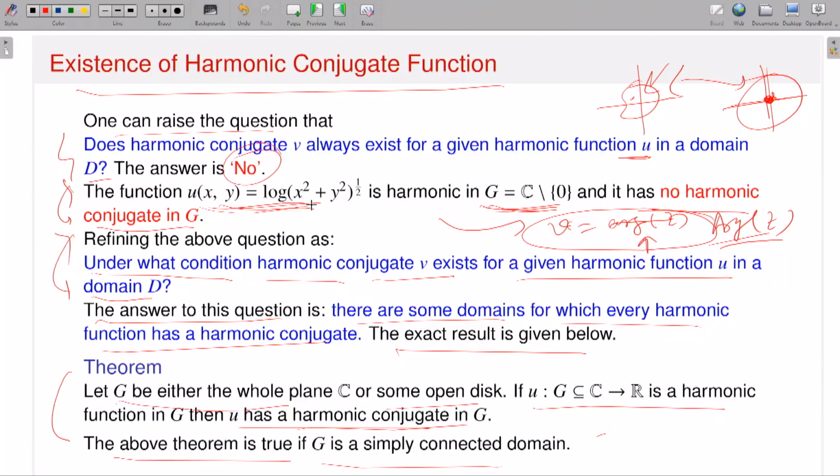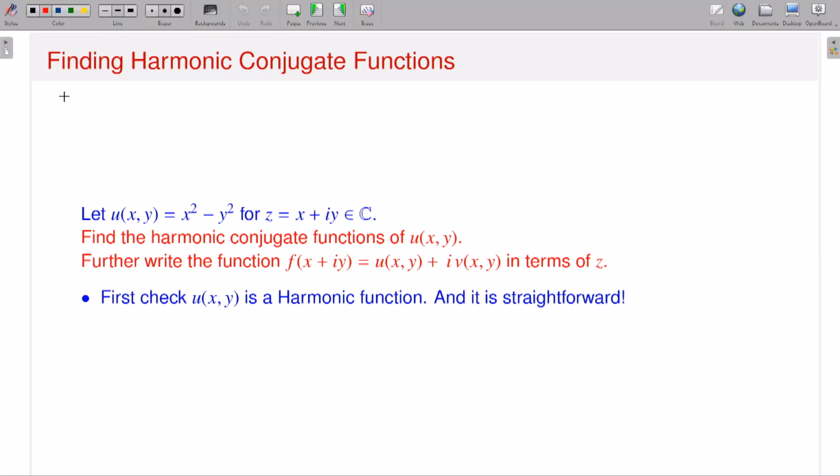Before that, instead of showing that the function u has no harmonic conjugate, let's just calculate it. Start with a harmonic function, which is nice. How to calculate the harmonic conjugate? Maybe that will be the better problem to start with. Okay, so that's what I am giving as one slide here: start with the harmonic function.